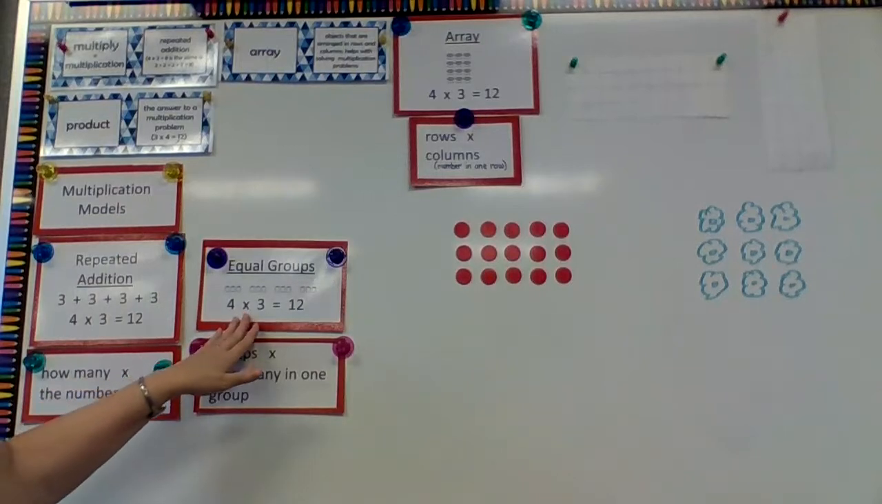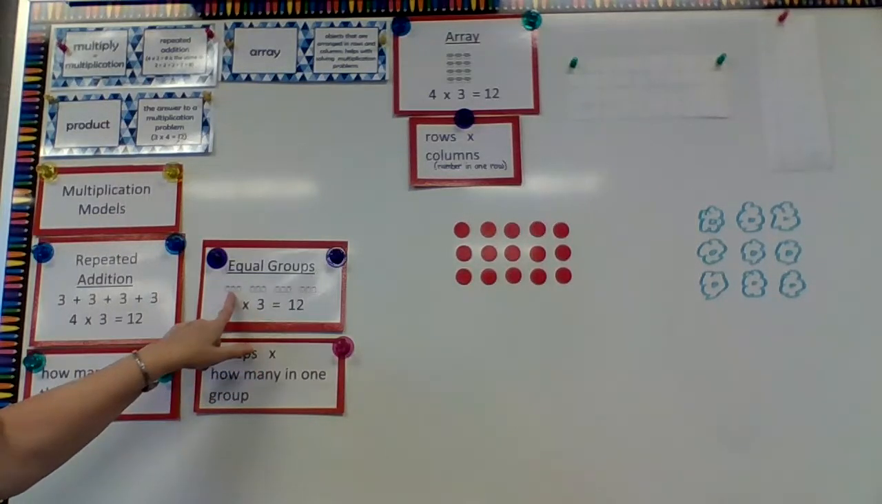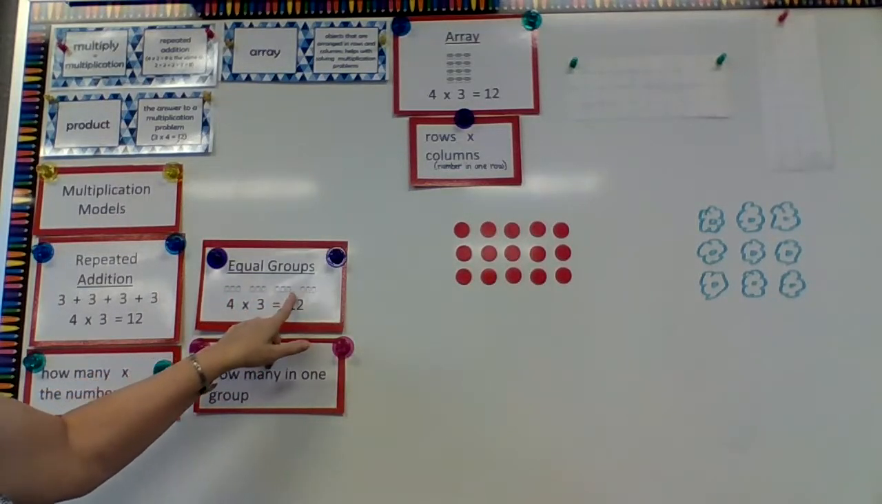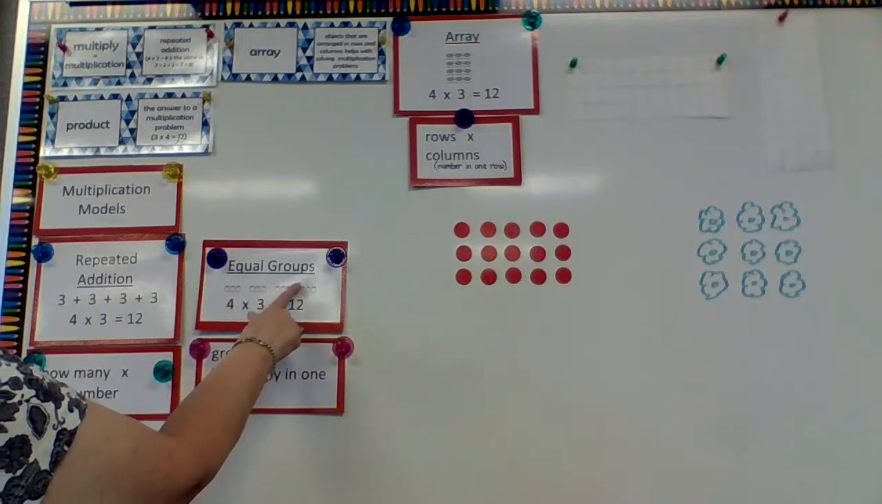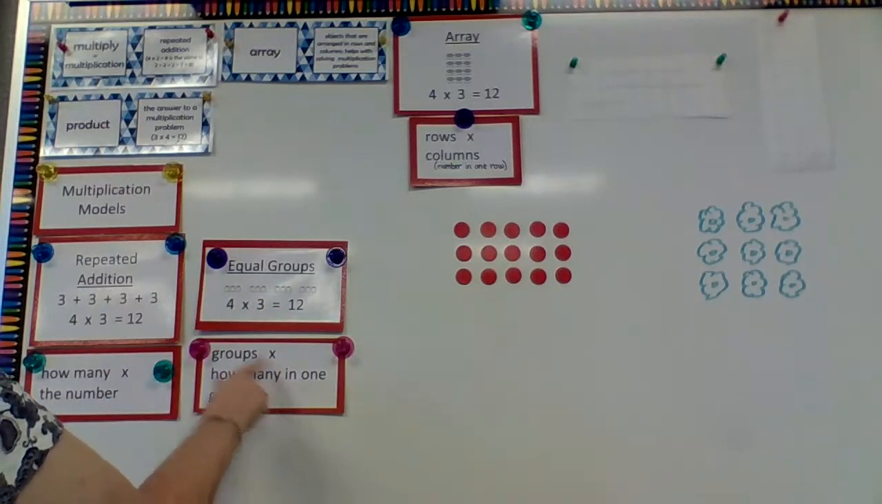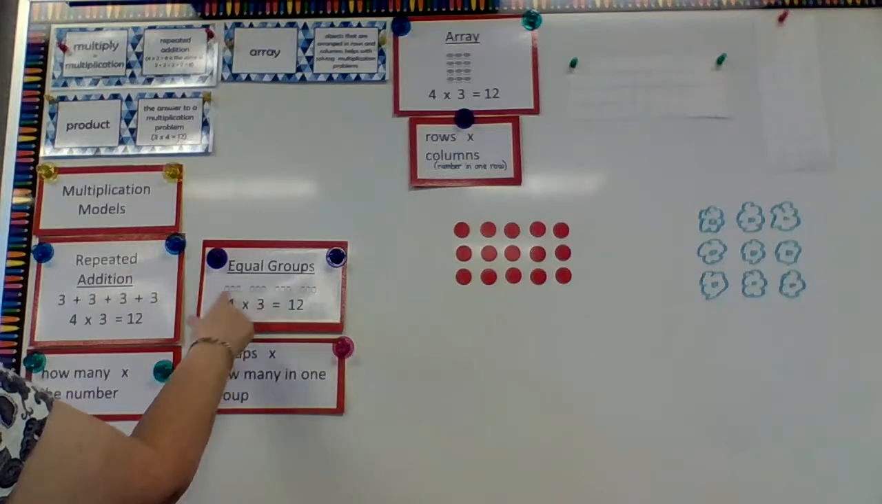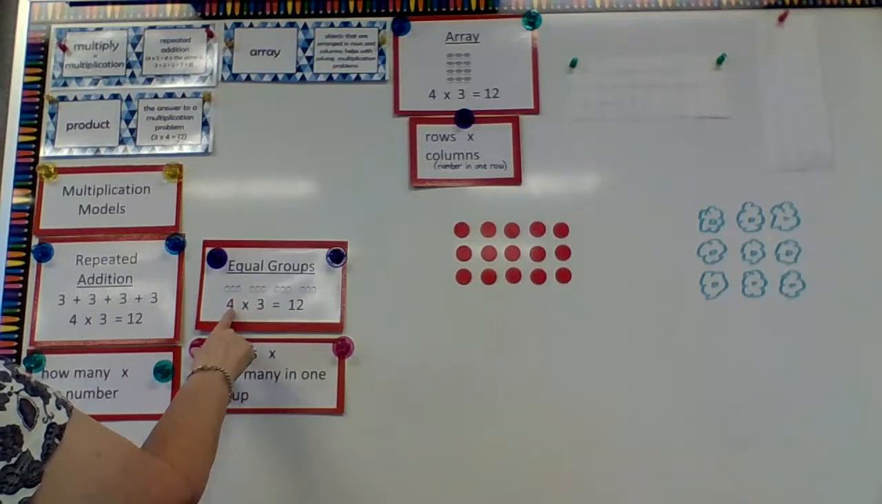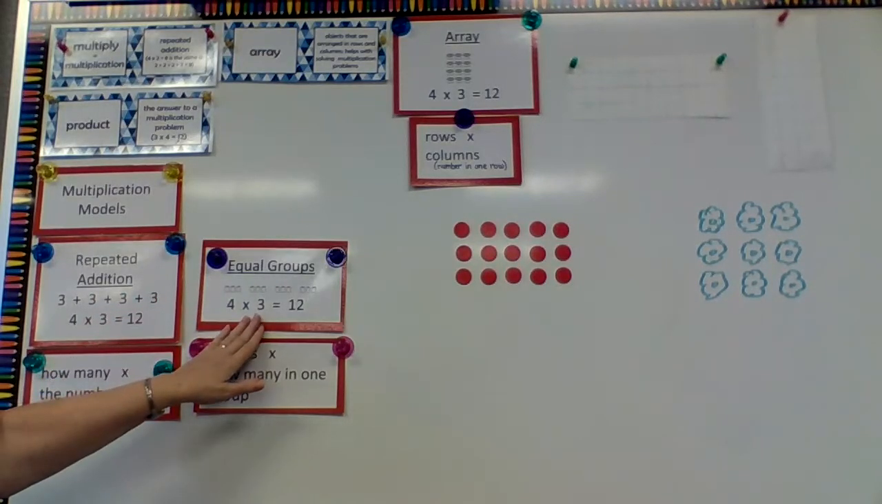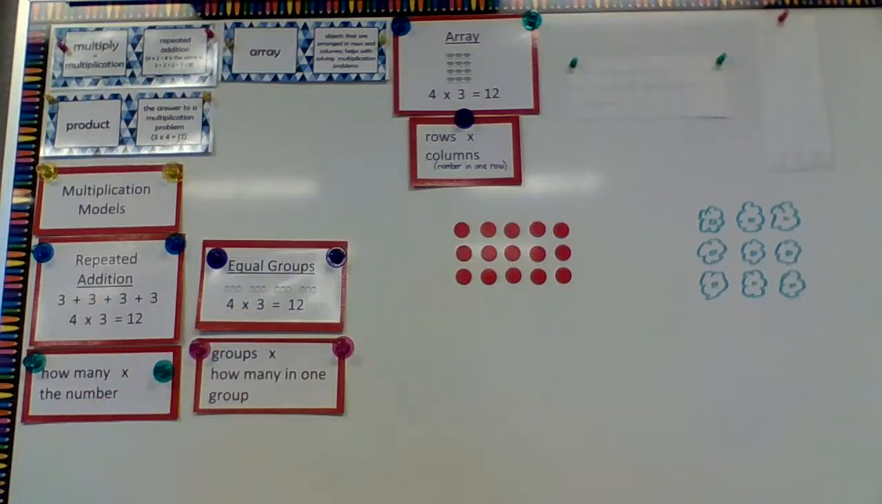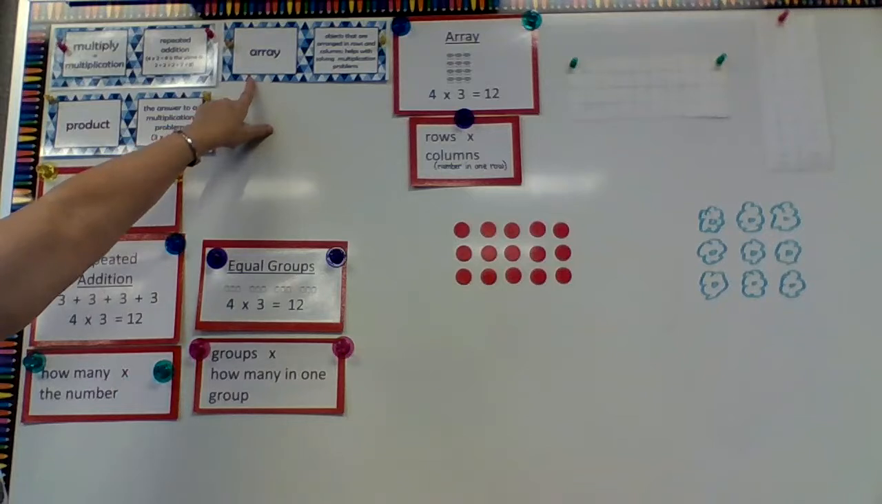We also learned about equal groups. When your groups are equal, they represent a model of multiplication. To write a multiplication sentence, how many groups are there? There are 4. How many in one group, or how many in each group because they're equal? 3. 4 times 3 is 12. Notice the model represented 4 times 3, repeated addition and equal groups. Well, today our model is going to be about arrays.